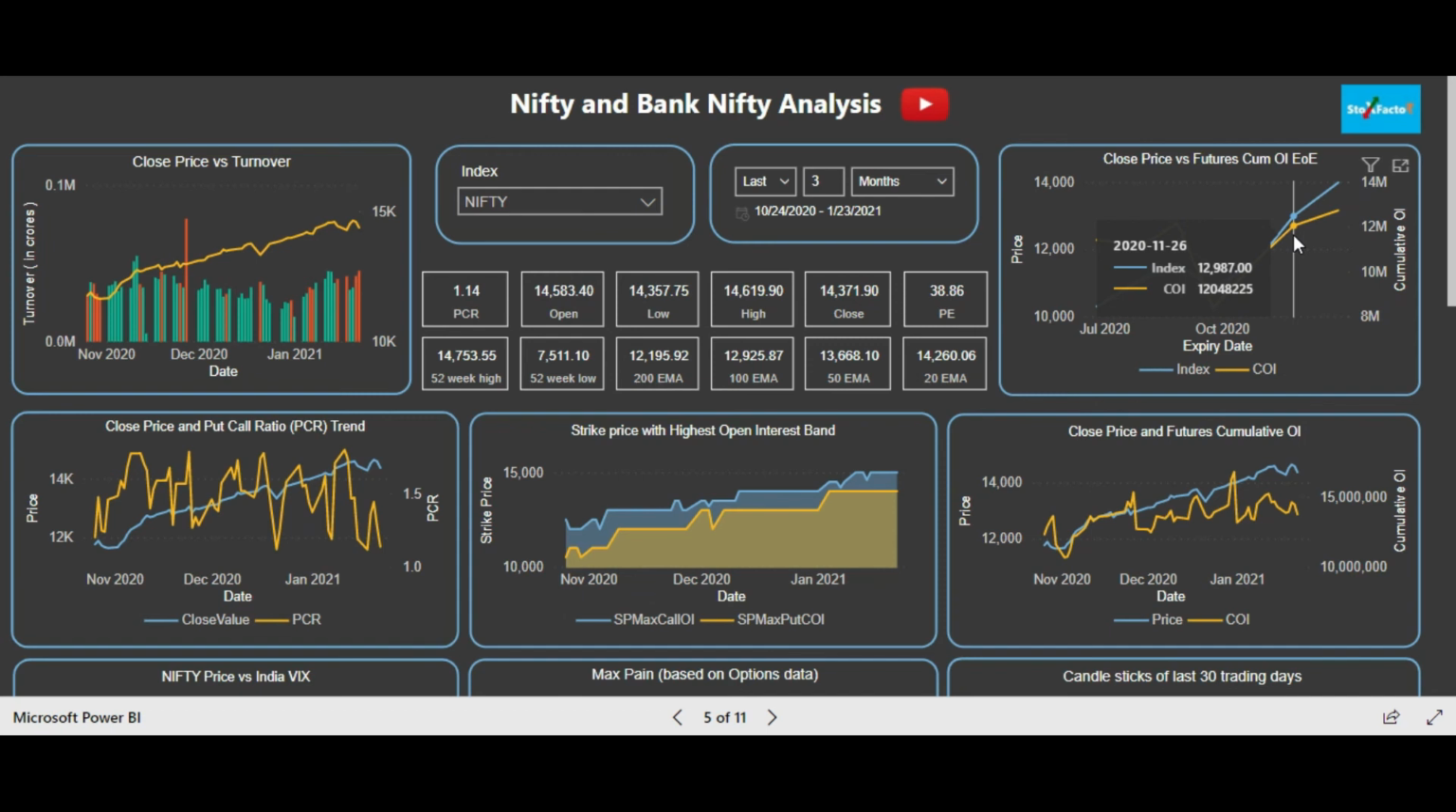So it means that people are bullish on Nifty, right? And people are carrying over their long positions to the next month. So this gives you an indication that the uptrend in the Nifty is likely to continue. So in this way you have to analyze the rollover percentage.